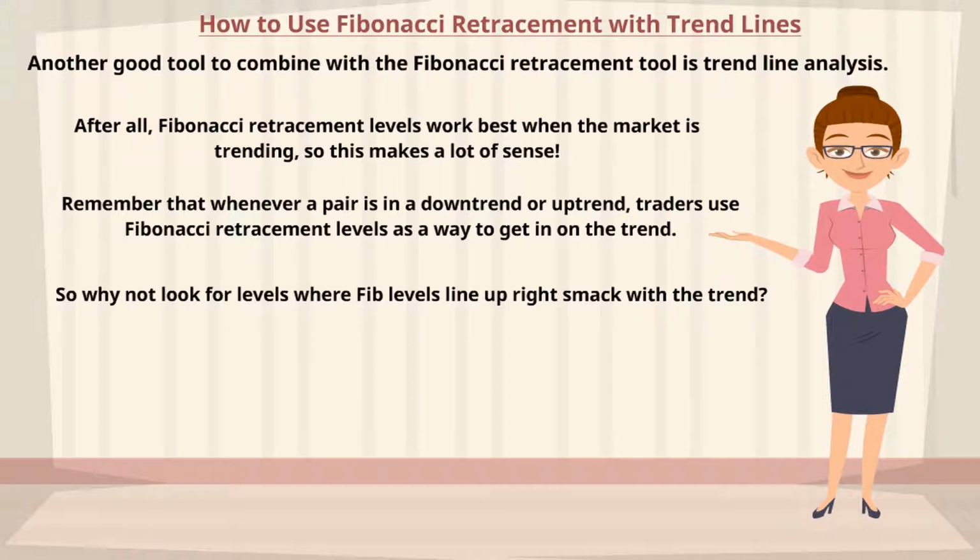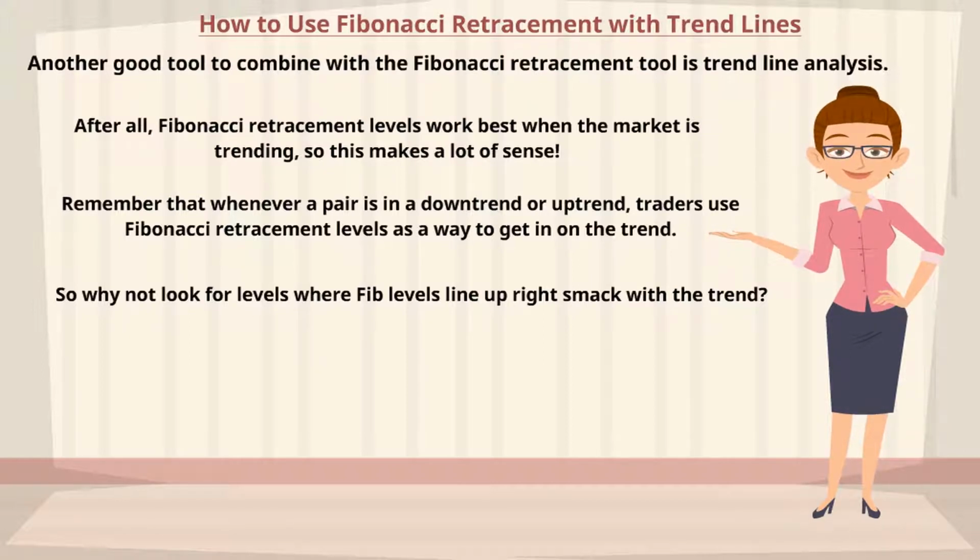Another good tool to combine with the Fibonacci retracement tool is trend line analysis. After all, Fibonacci retracement levels work best when the market is trending, so this makes a lot of sense. Remember that whenever a pair is in a downtrend or uptrend, traders use Fibonacci retracement levels as a way to get in on the trend. So why not look for levels where Fib levels line up right smack with the trend?